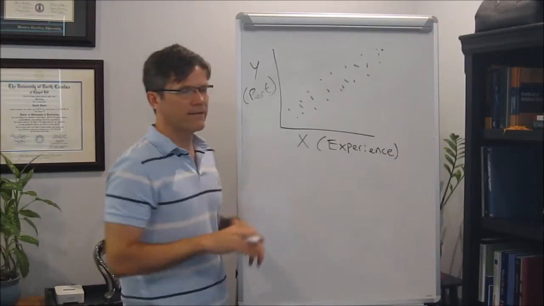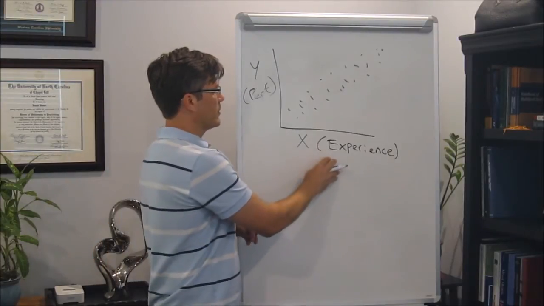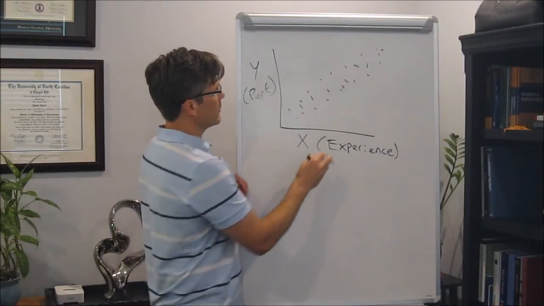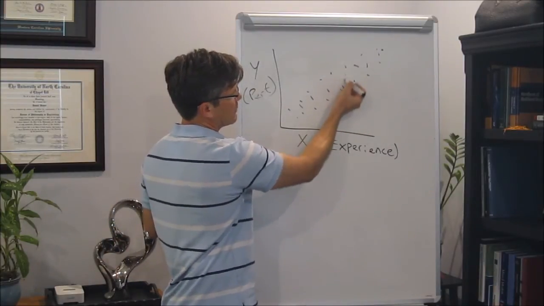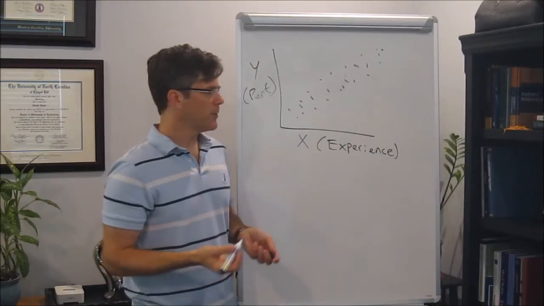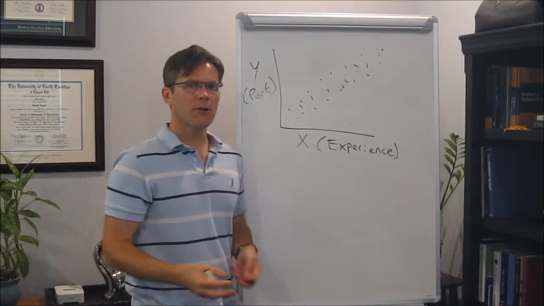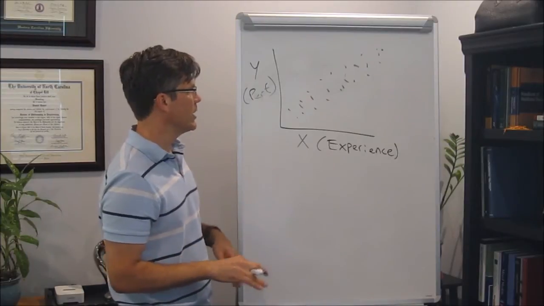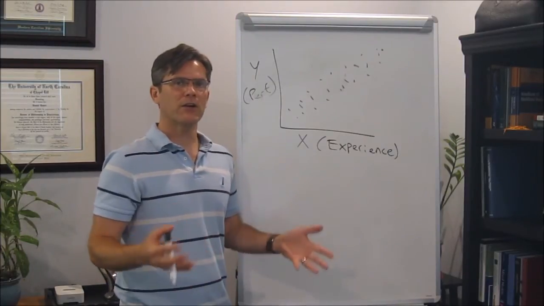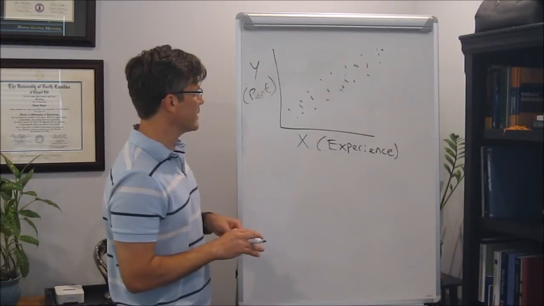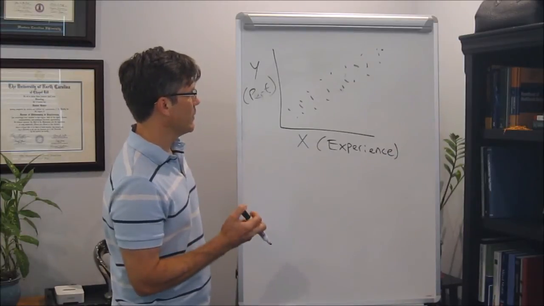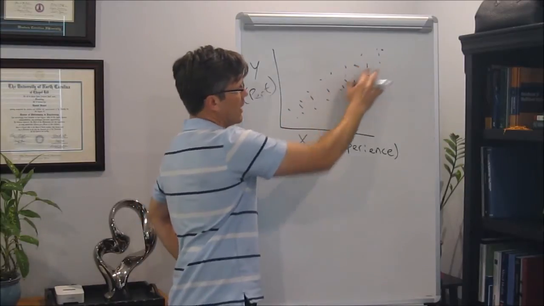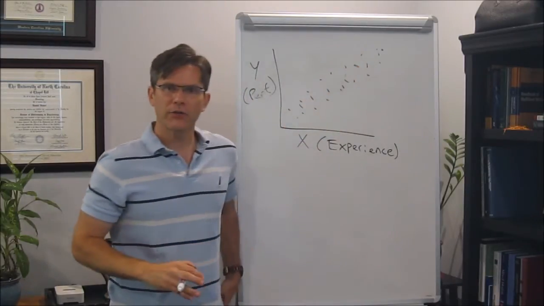Well, clearly there's a lot of variability here. Knowing someone's experience does not tell you perfectly what their performance is going to be. There are multiple individuals who have the same level of experience but different levels of performance. So it's not a functional, it's not a deterministic relationship in the same way as Newton's universal law of gravitation. Instead, we need to come up with some way of characterizing this relationship more statistically. So what can we say? Well, it looks like the level of performance tends to go up as the level of experience increases.